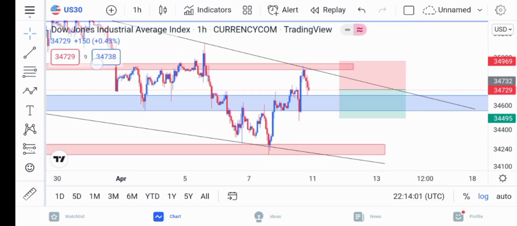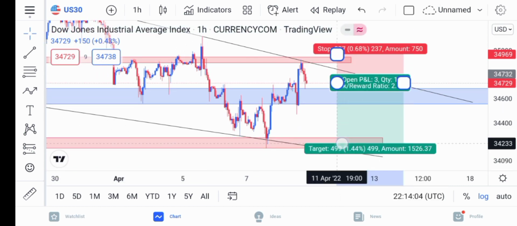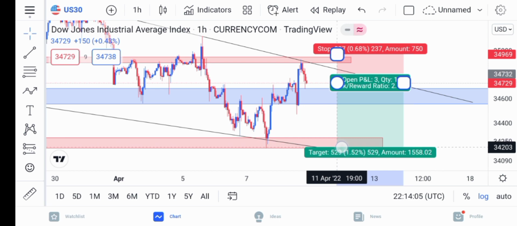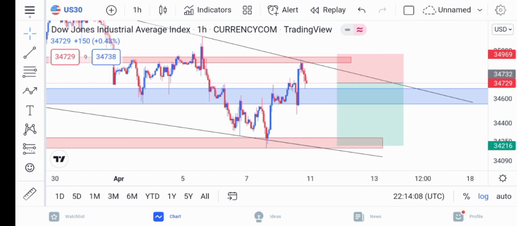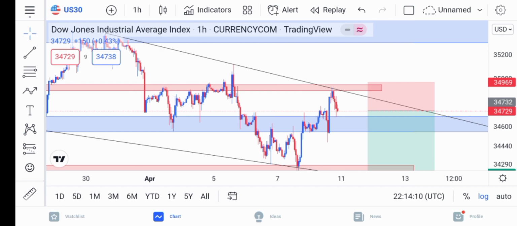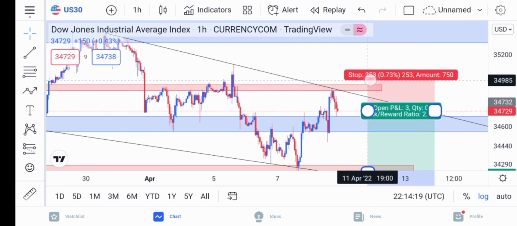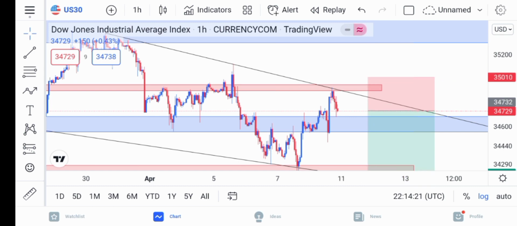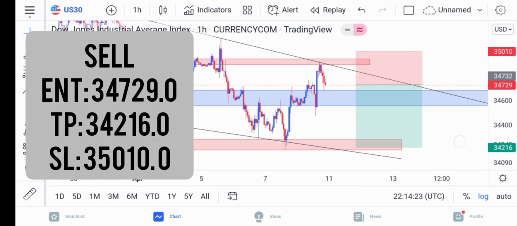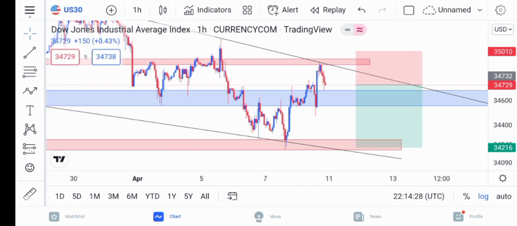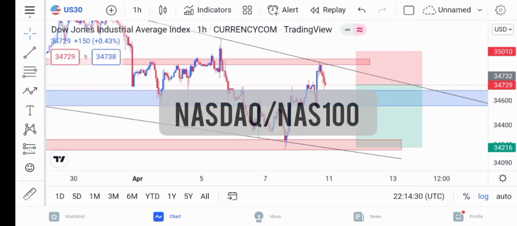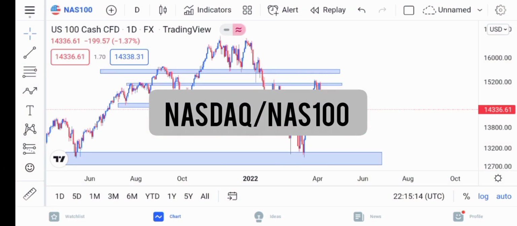So on US30, for now, for the sellers, those who want to enter the sell trades, I'm not restricting anyone not to enter, but for the sellers this should be your short-term trade, because that's all we have on US30. That's all for US30. Let us move to NAS100.